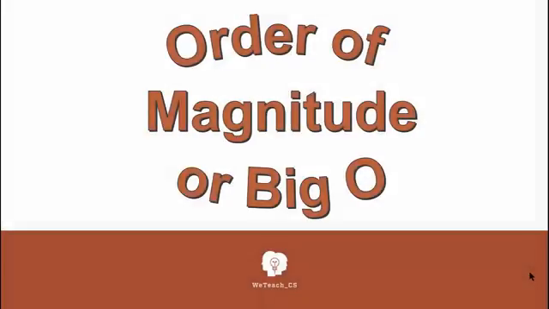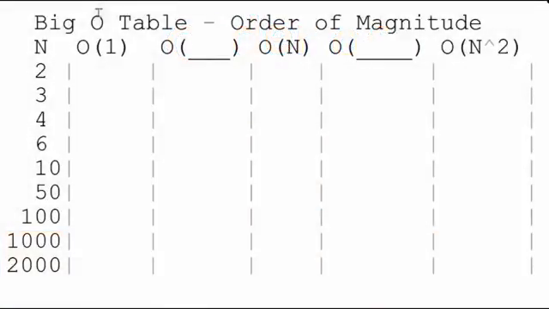Let's talk about order of magnitude, sometimes called Big O. This is basically a set of values that help us understand how many steps it will take any particular algorithm to process a certain number of pieces of data. There are essentially 5 levels, and we'll talk about each one of these 5 levels. The values of n that we're using are these right here, 2 through 2000.